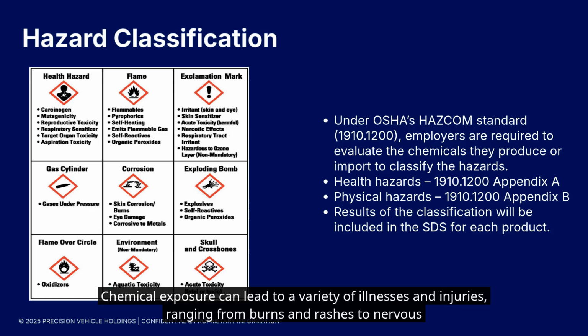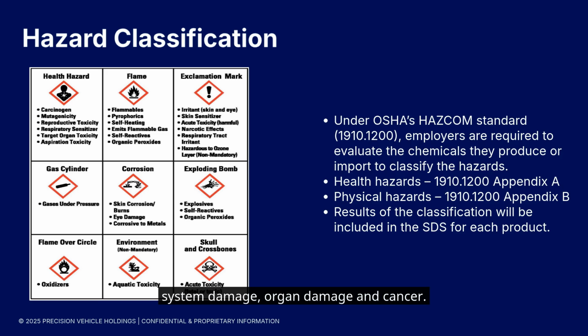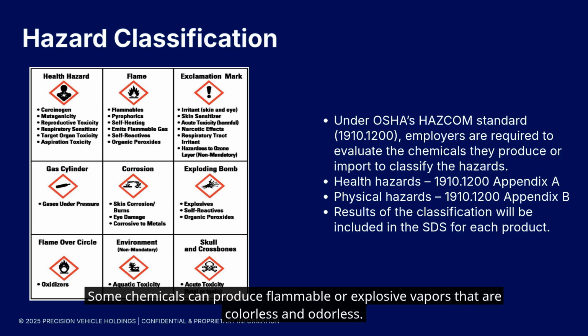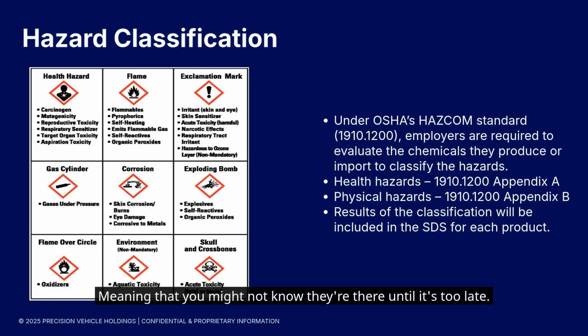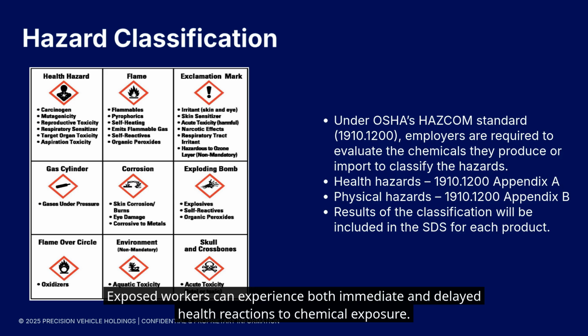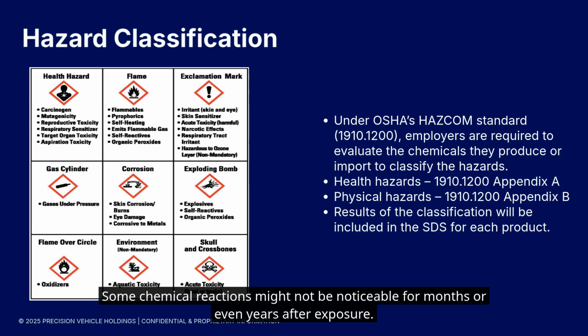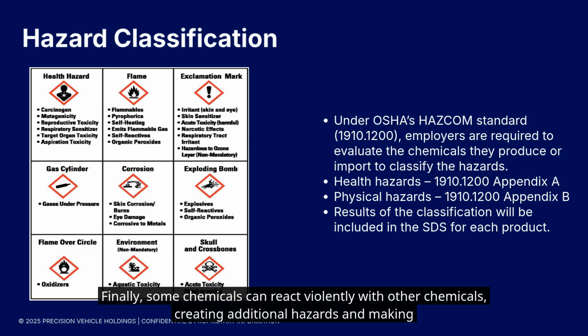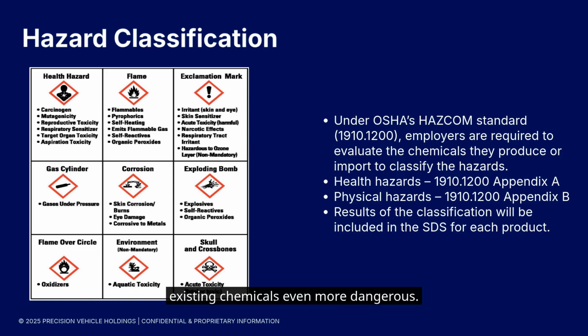Chemical exposure can lead to a variety of illnesses and injuries, ranging from burns and rashes to nervous system damage, organ damage, and cancer. Some chemicals can produce flammable or explosive vapors that are colorless and odorless, meaning that you might not know they're there until it's too late. Some chemicals also produce toxic vapors that can be colorless and odorless. Exposed workers can experience both immediate and delayed health reactions to chemical exposure. Some chemical reactions might not be noticeable for months or even years after exposure. Finally, some chemicals can react violently with other chemicals, creating additional hazards and making existing chemicals even more dangerous.